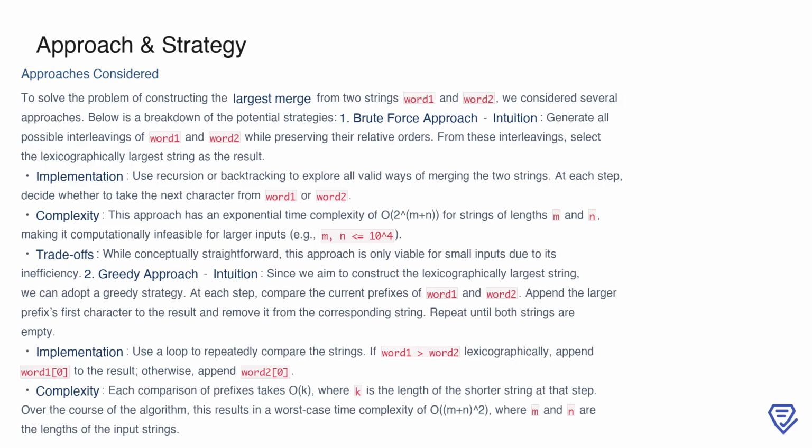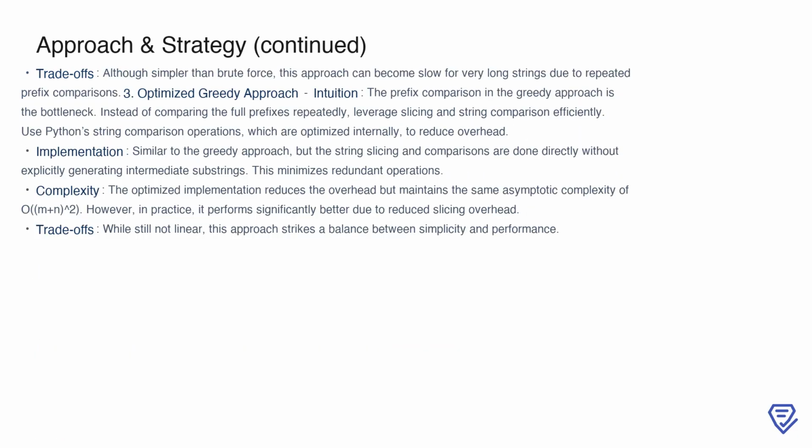This approach significantly improves efficiency compared to brute force, but it still has a time complexity of (m + n) squared, due to repeated comparisons of the prefixes of the two strings, which can become expensive for very long inputs. The greedy approach, while more efficient than brute force, still has its limitations. The repeated prefix comparisons at each step can slow down the process significantly for long strings.